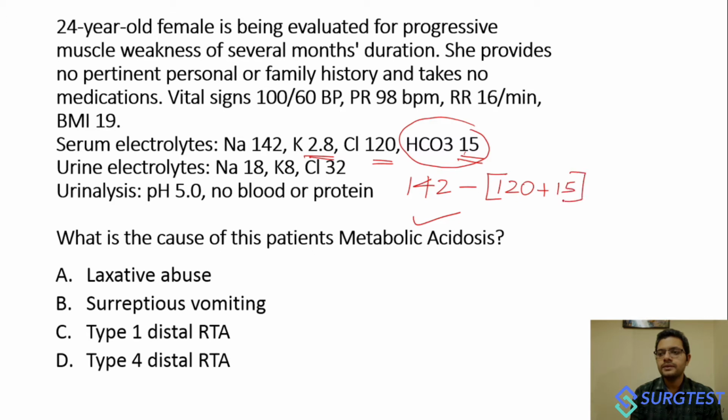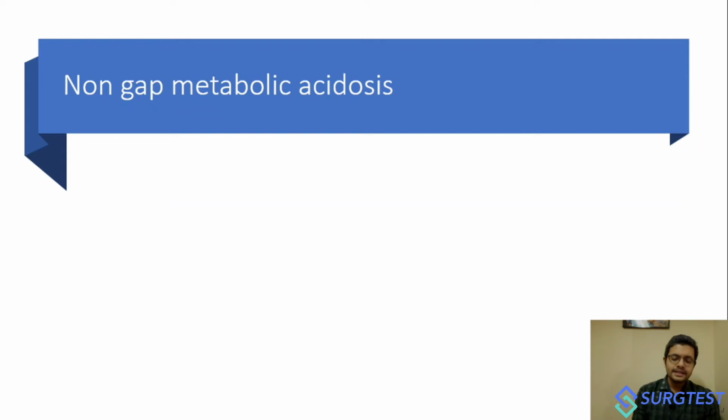I hope you're clear with that. So that makes it 142 minus 135. That is only 7. So there is no increased anion gap. So it is a non-anion gap metabolic acidosis. This much we know now. Going to the next slide, this question is about non-anion gap metabolic acidosis.